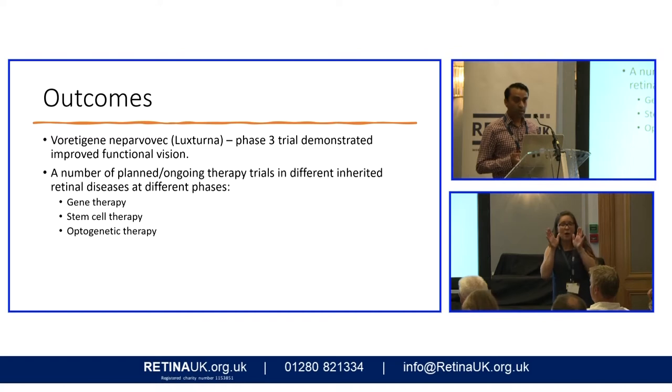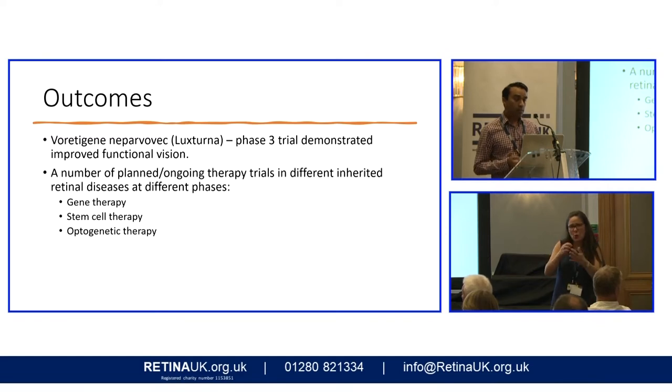There are also stem cell therapy trials ongoing in early phases, and again in conditions such as Stargardt disease or retinitis pigmentosa. And one example there is a study that's been conducted by jCyte, a pharmaceutical company, which performed an early phase study looking at the safety and effectiveness of intravitreal treatment with human retinal progenitor cells in adult patients with retinitis pigmentosa.